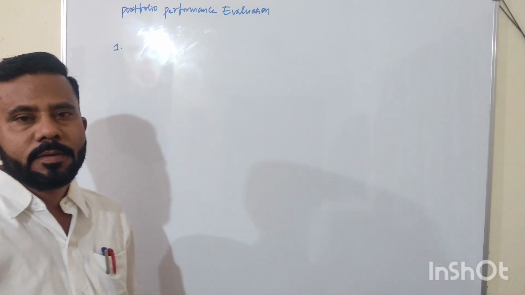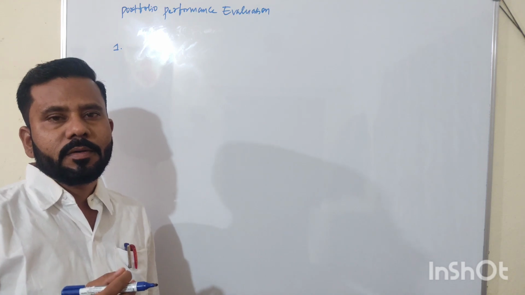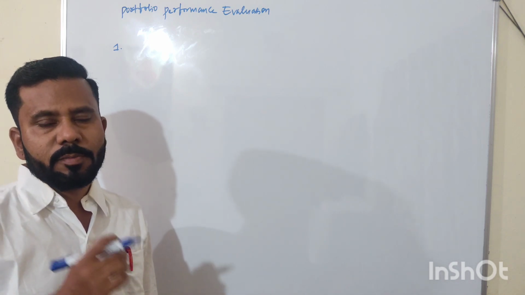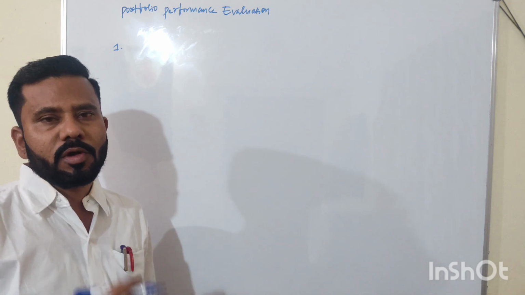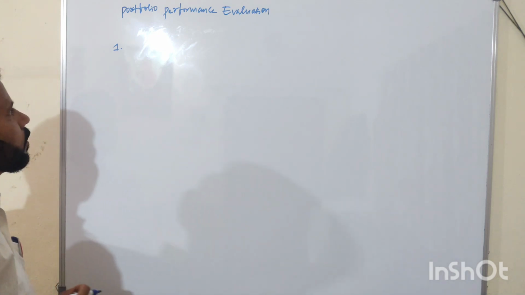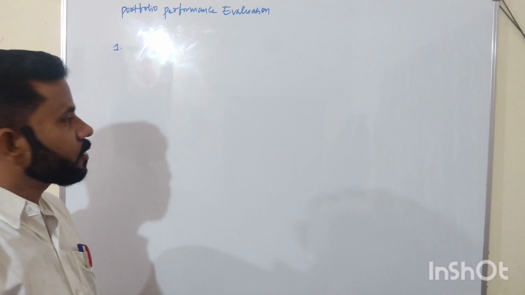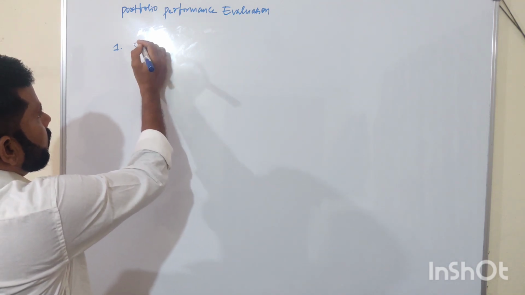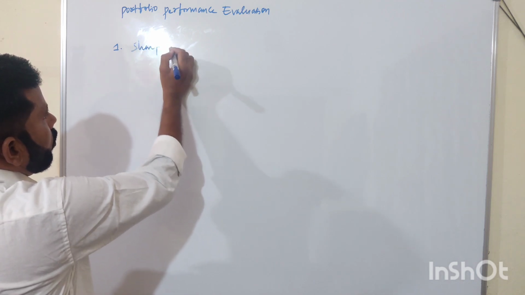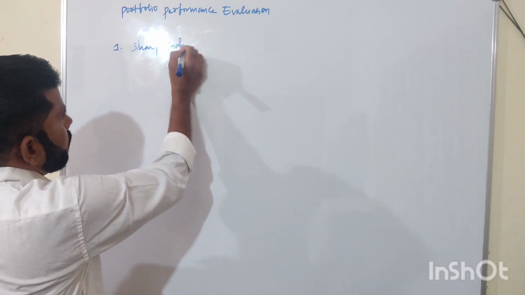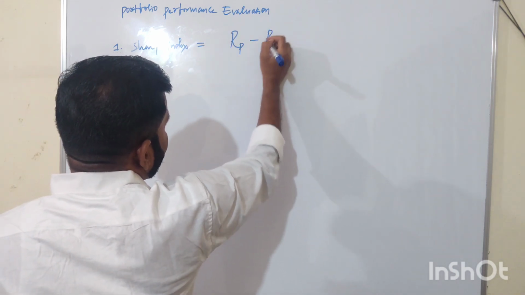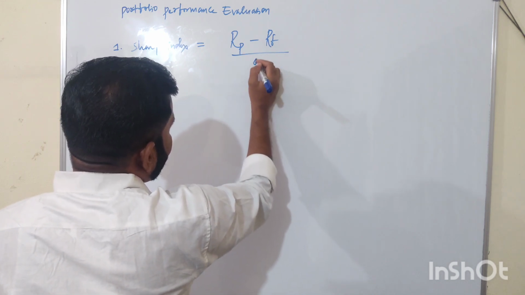So let's recall whether we remember the formula or not, whether we know the formula or not, in order to understand. So definitely we should know the formula. The first one, Sharpe index. What is the formula? Rp minus Rf divided by standard deviation.